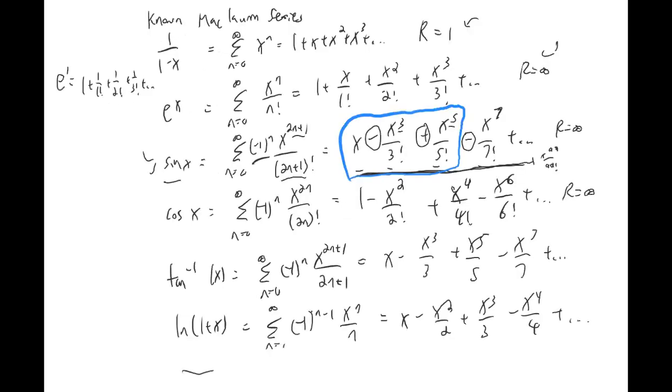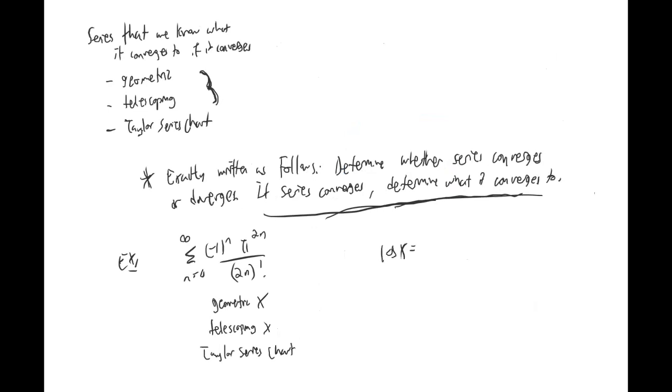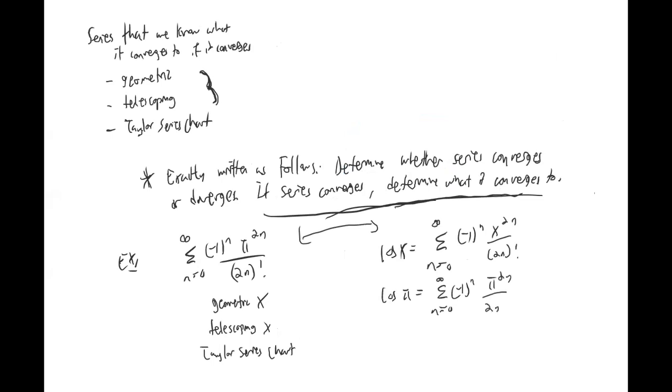If you look at cosine, it's (-1) to the n, x to the 2n over 2n factorial. So let me just write that again. Cosine of x is the sum from n equals 0 to infinity of (-1) to the n, x to the 2n over 2n factorial. If you just match it, what is this? Well, this is just cosine of pi, right? If I plug in x equals pi, I get exactly this. And what's cosine of pi? It's -1. So this thing is actually just -1.